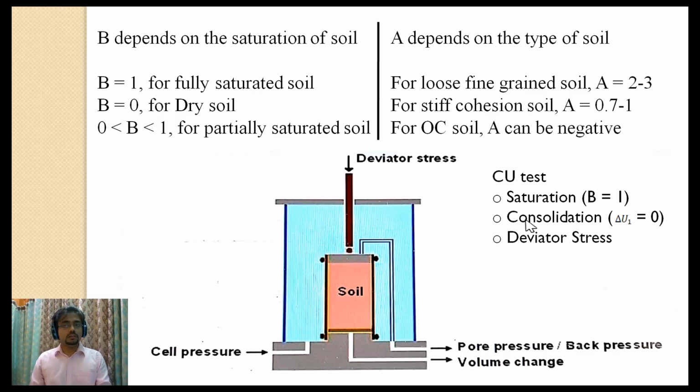Then the drainage valves are opened. If the drainage valves are open, then the consolidation will start. As the soil sample is fully consolidated, the consolidation will be complete. But before consolidation, whenever we are going to check for the B value, we always keep the drainage valve closed. Is that clear? I think it is clear.